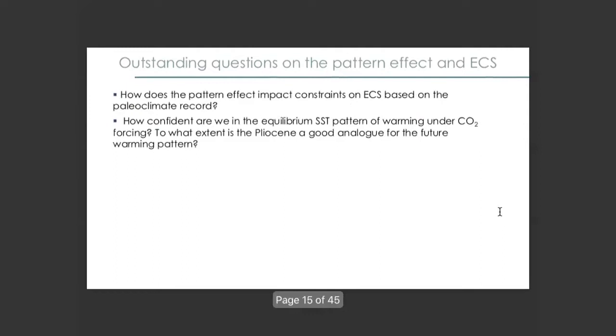Other things about the pattern effect that are kind of interesting is, can we use the paleoclimate record to say something about ECS? And if so, how do we account for the pattern effect, given that the proxy record is often very spotty? We need ways to reconstruct SSTs globally and CIs to say something about what feedbacks look like. Also, can we use those paleoclimate states to say something about long-term future warming? Are they good analogs? So just an example from the Pliocene.